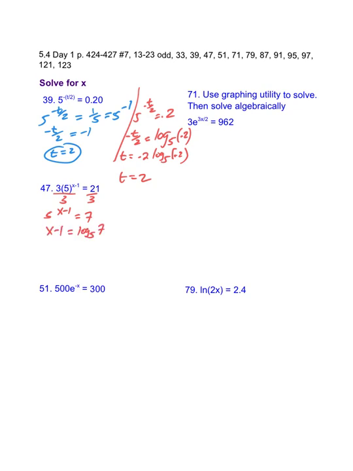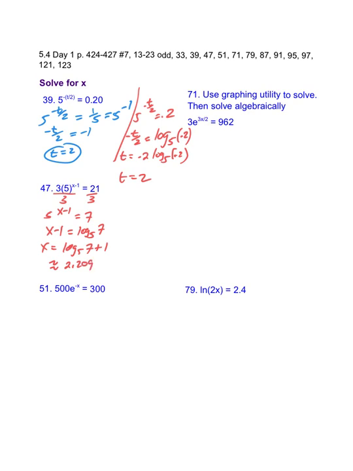Remember, the log is the exponent. Isolating x, we would add 1 to both sides. So x is equal to log base 5 of 7 plus 1. And if we want a decimal approximation, you could enter that in your calculator and you get that's about 2.209.